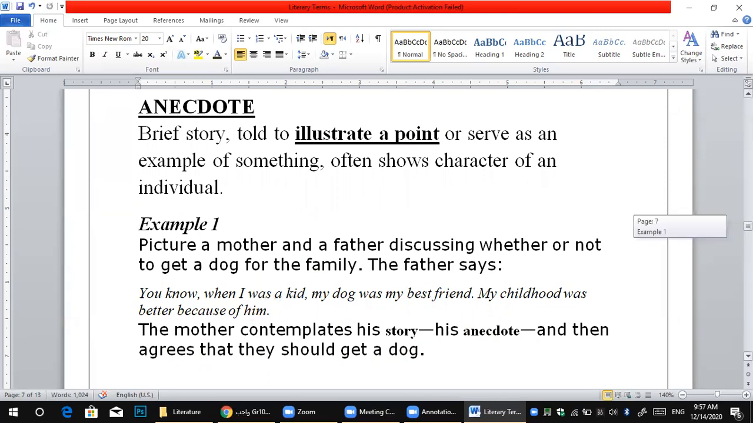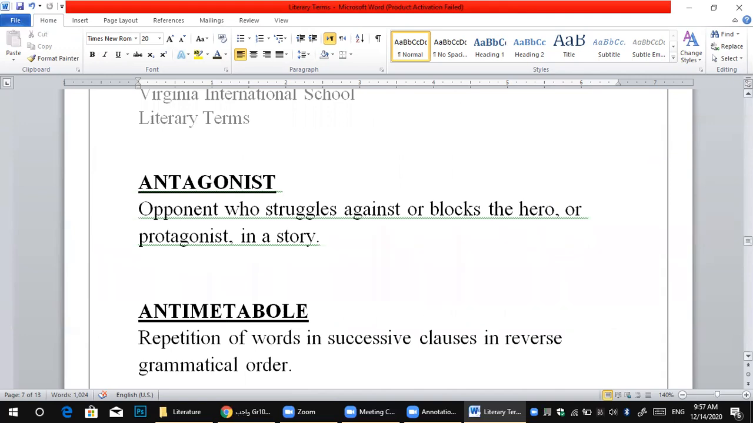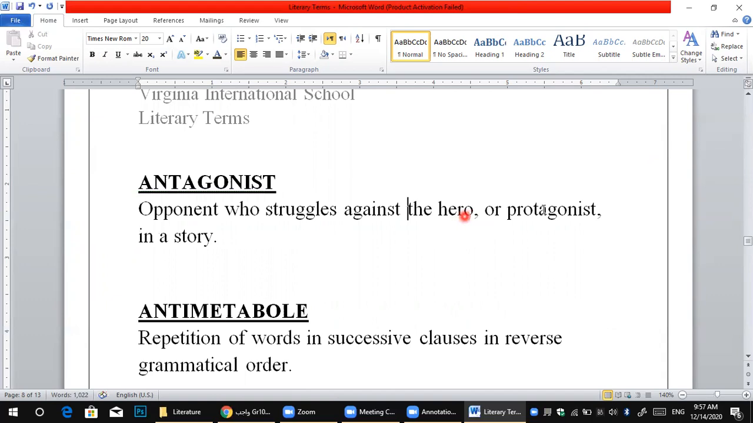Okay, after that, let's move on to the next one. It's called antagonist. Antagonist means the opponent who struggles against the hero. You can say against the hero, or the protagonist. What does protagonist mean? The hero. Protagonist means the hero in a story. So here, antagonist means the enemy or opponent who struggles against the hero.